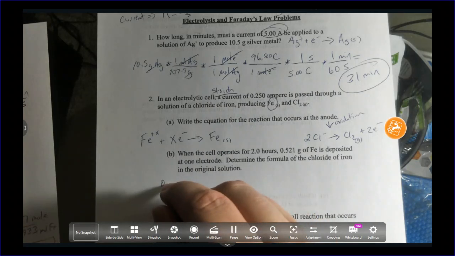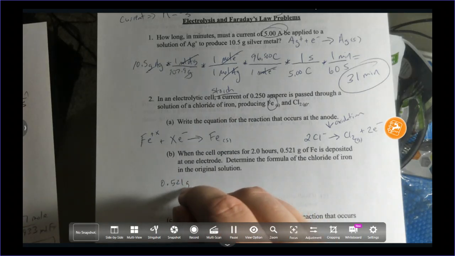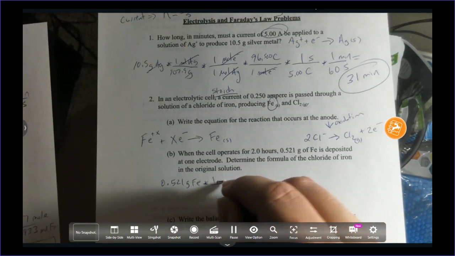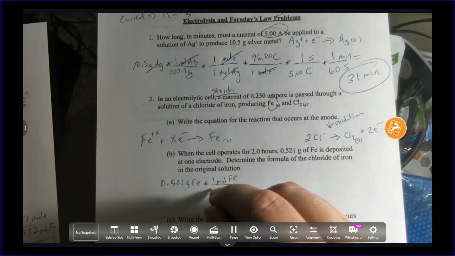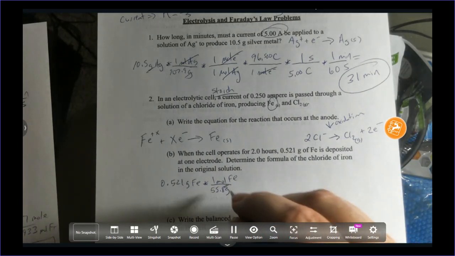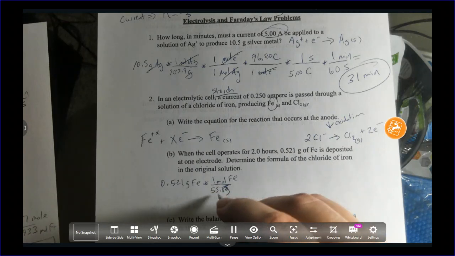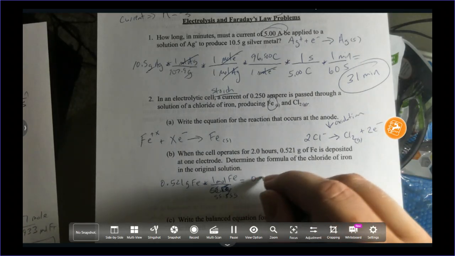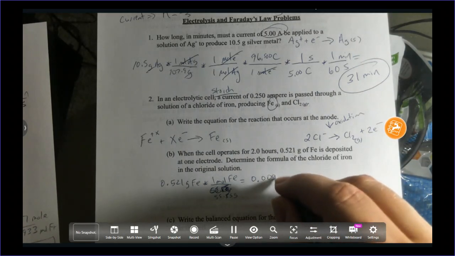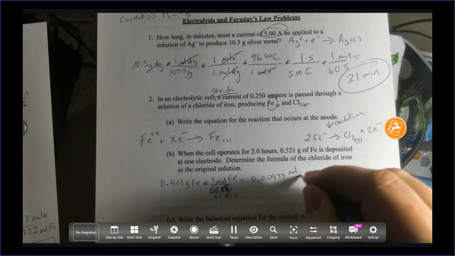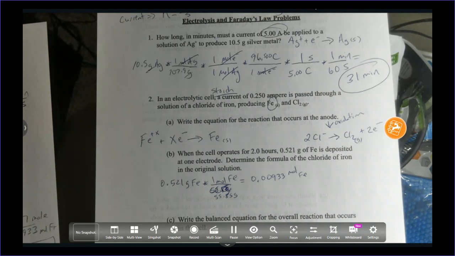Watch this. So we're going to take 0.521 grams of iron, and we're going to convert it to moles. So 1 mole of iron from the periodic table is 55.85 grams. Left my 5 off there. All right, and that gives me 0.00933 moles of iron. All right, so that's coming from one end.